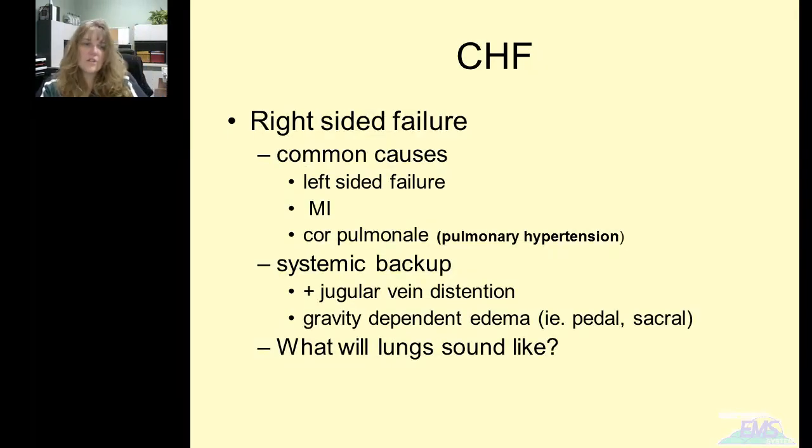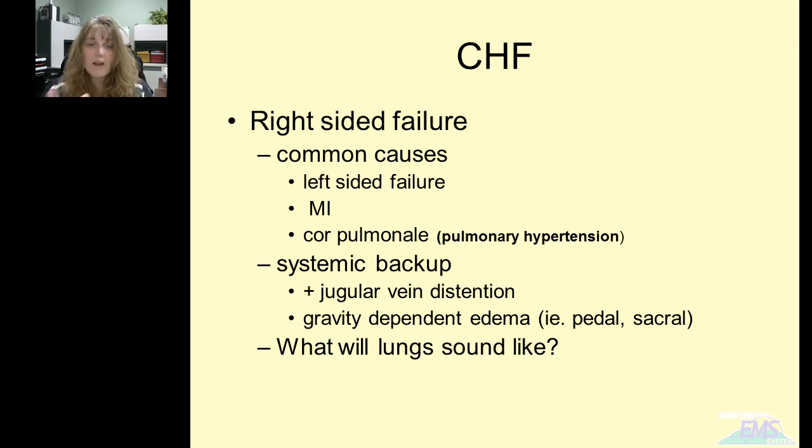So there's 2 types. I always tell people that they need to consider CHF in pieces, because you have a right-sided heart failure, you have a left-sided heart failure, and then you just have a global category of congestive heart failure. The most common cause of right-sided heart failure is left-sided heart failure, but it can also be the result of COPD in the cases where patients have pulmonary hypertension, or what's referred to as cor pulmonale. And right-sided heart failure can also be seen if you have an MI.